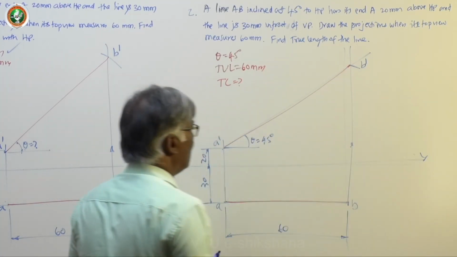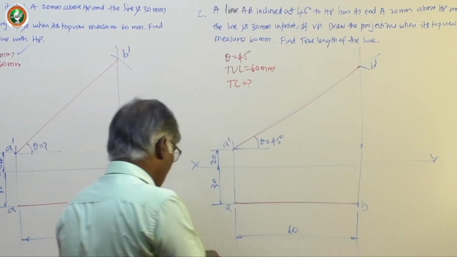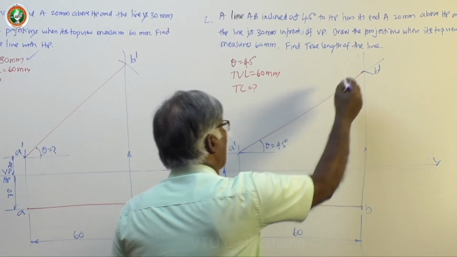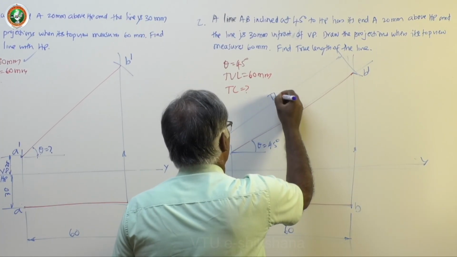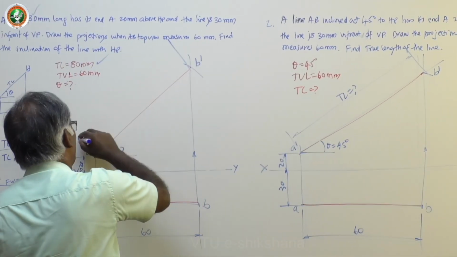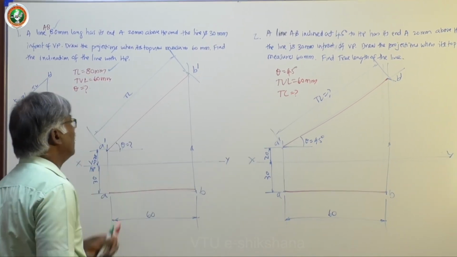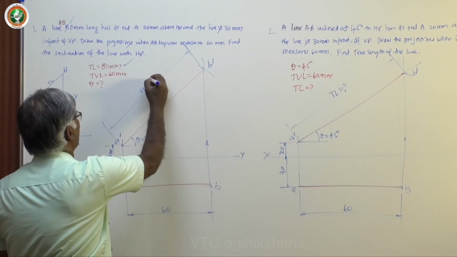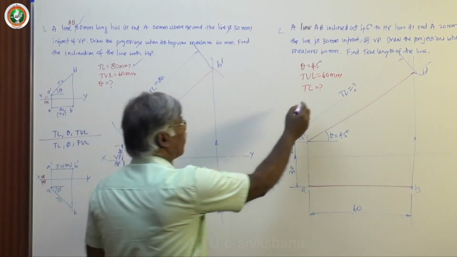So this is how you find out the true length. You measure the true length, how much it is. So this is the true length value. Here also you have to dimension this, if this is an individual problem. This is the true length. Given here, true length is given. Then here you have to find out. So finally you say the true length is how much.